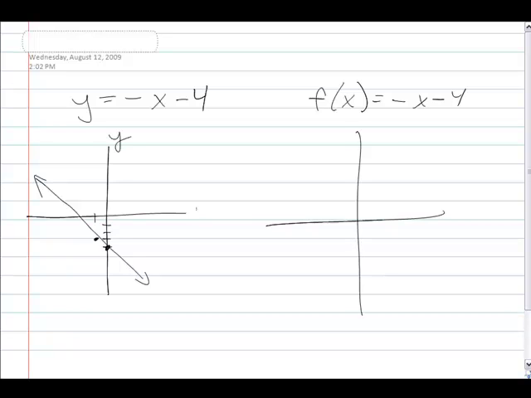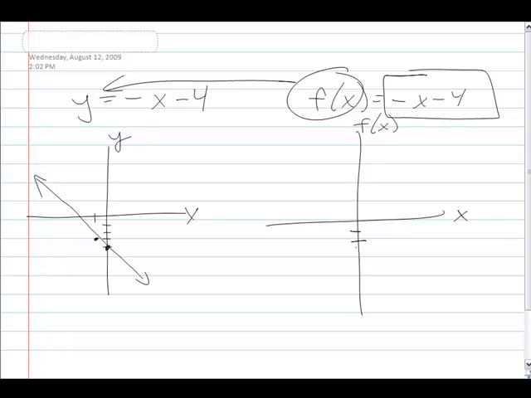over here we had a y-axis and an x-axis, but here this is going to be my f of x axis and my x-axis. So we're just replacing y with f of x. It's going to be the same thing to graph this. Find my y-intercept of negative 4, use my slope of negative 1 to go up 1, to the left 1. It's the exact same line. So graphing things in the form y equals mx plus b or f of x equals mx plus b, I'm going to get the same graph.